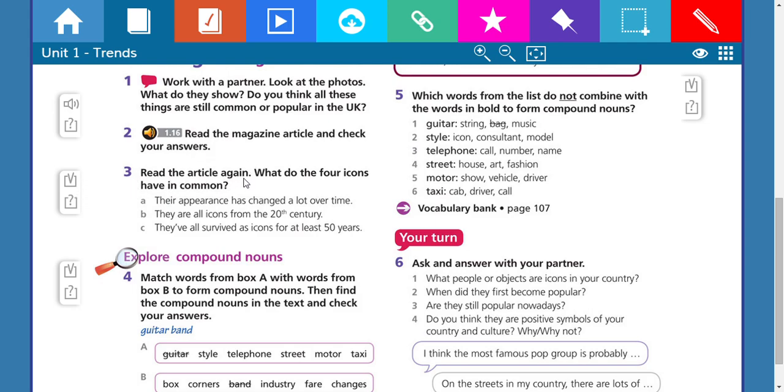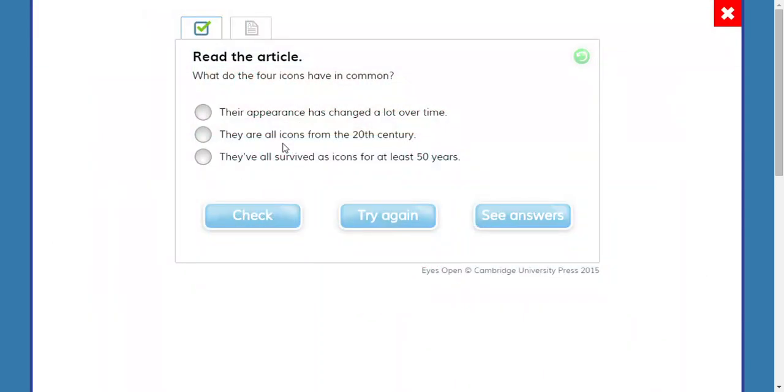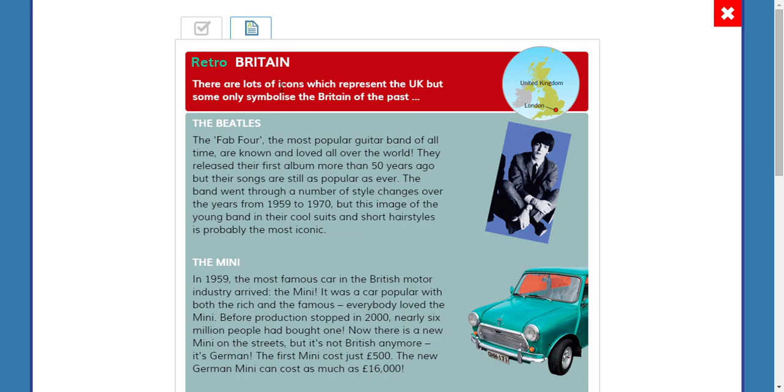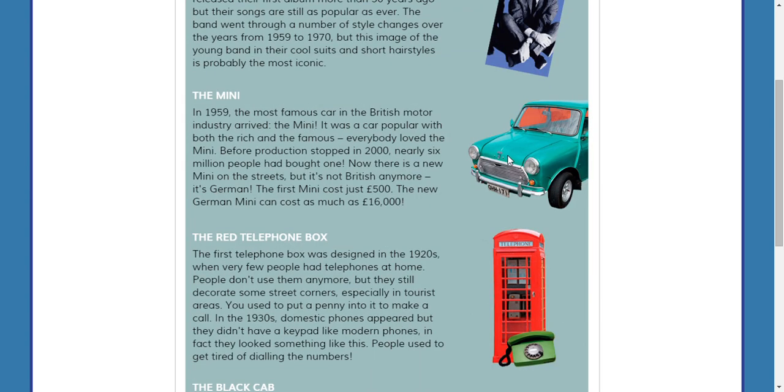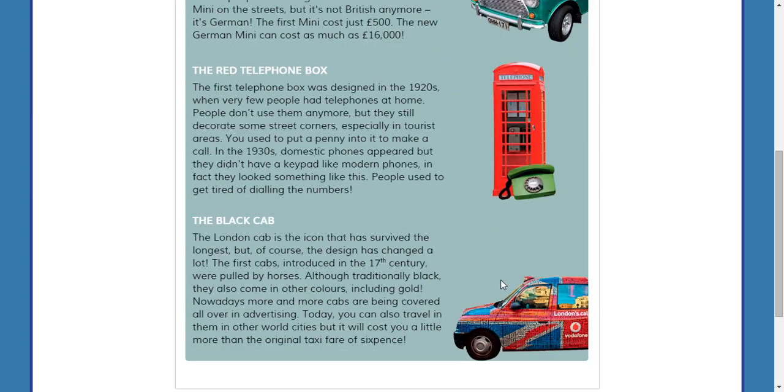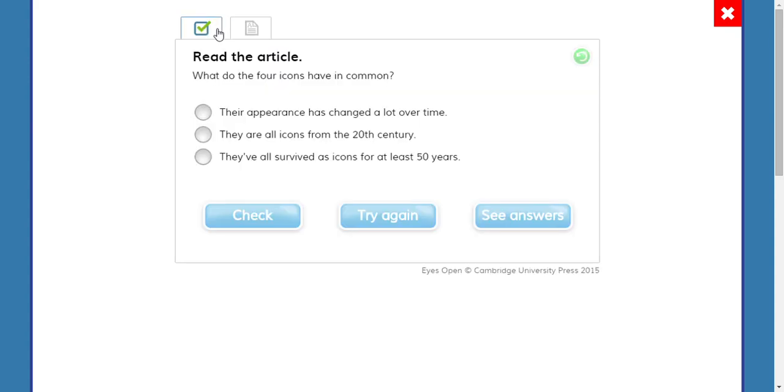Read the article again. What do the 4 icons have in common? Their appearance has changed a lot over time. They are all icons from the 19th century. They all survived as icons for the last 50 years. Now let's see. This is the article. Remember, it's the same article. Paul McCartney, the Mini, the red telephone box, and the black cab. Okay? So let's see. Remember, you need to practice.